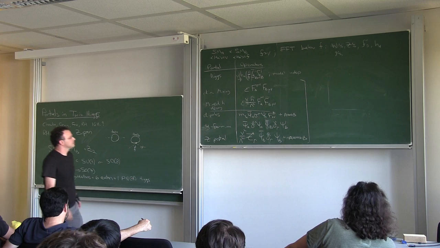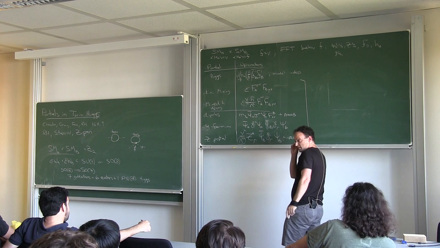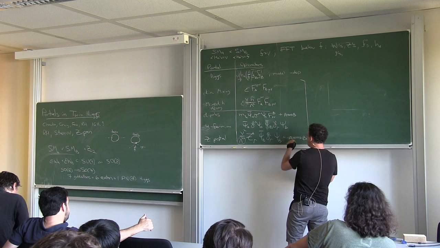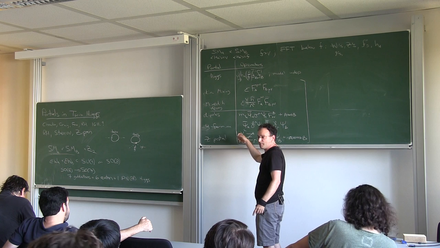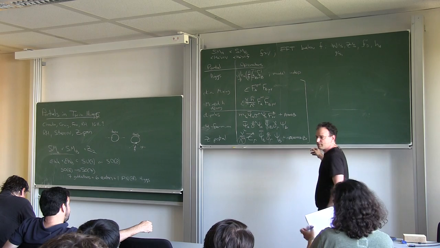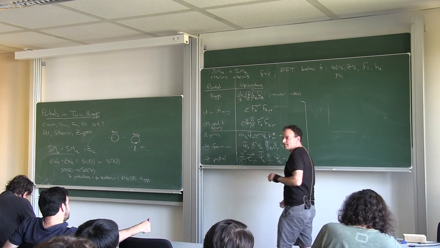This scale is not fixed. The relative Z2 imposes a relationship between the coefficient of this and the coefficient of that, but this can be with a coefficient of zero or non-zero. So the question is, what is the size of this epsilon, for example? This operator by itself is Z2 symmetric.